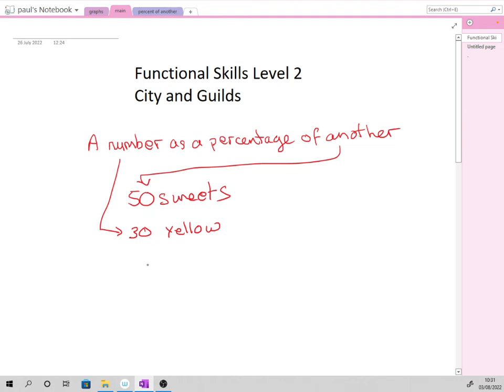So this is what you do. First of all, you do the number that you're interested in, in this case the yellow, and you divide that by the total, all of the sweets. And this gives you a fraction. And to change a fraction into a percentage, all we do is multiply by 100. I'm going to use a calculator for that. 30 divided by 50 times 100 is 60. Equals 60%. So the number you're after over the total times 100.